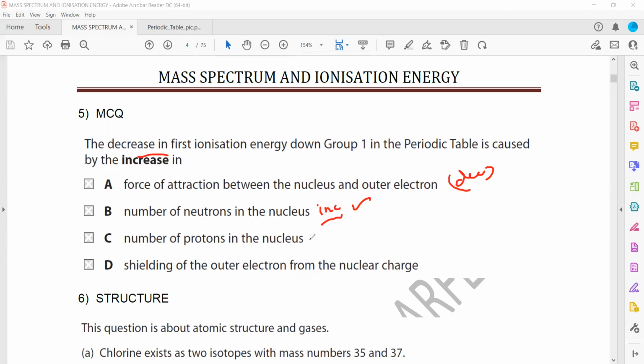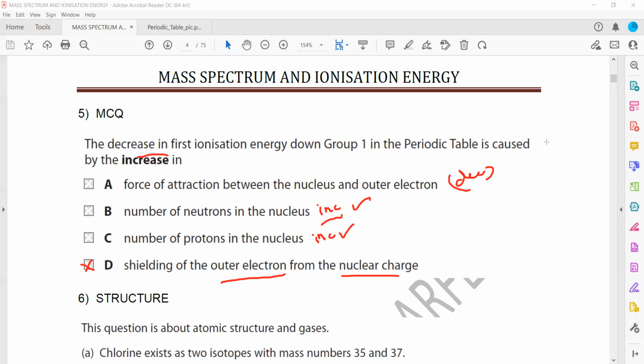The number of protons in the nucleus increases, but if the number of protons increases, the ionization energy should increase. But this is decreasing, so that is not the reason. This statement is true, that the number of protons and neutrons are increasing as we go down the group, but that is not responsible for decreasing the ionization energy. So why did the ionization energy decrease? Because of the shielding of the outer electron from the nuclear charge. So D is the right answer.